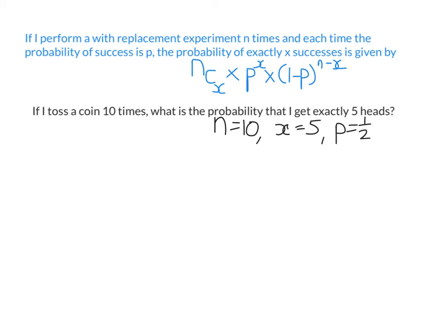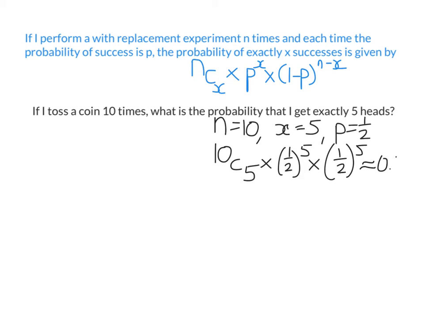So the probability I get exactly 5 heads is 10C5 times p to the power of x times 1 minus p. Now 1 minus a half is a half, times a half to the power of 5. And if you put that on your calculator, you get 0.246. So that's the issue. This formula is complicated to understand and to know what's going on. But if you do understand it, this is so much simpler than drawing a tree diagram.